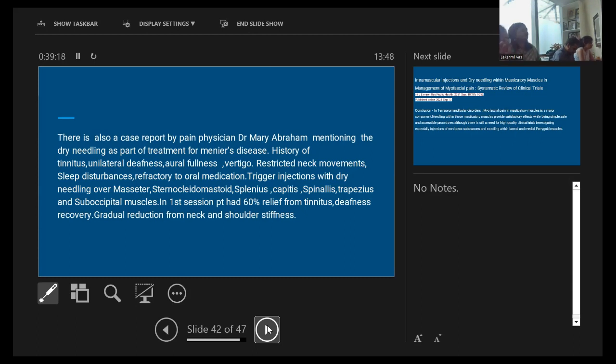Also a case report by Dr. Mary mentioning dry needling as part of treatment for Meniere's disease. This is the history of tinnitus, unilateral deafness, ear fullness, vertigo, restricted neck movements, sleep disturbances, refractory to oral medication. I think she had given trigger point injections followed by dry needling over masseter, sternocleidomastoid, splenius capitis, spinalis, trapezius. In the first session, 60% relief from tinnitus and deafness and gradual reduction in neck and shoulder stiffness.